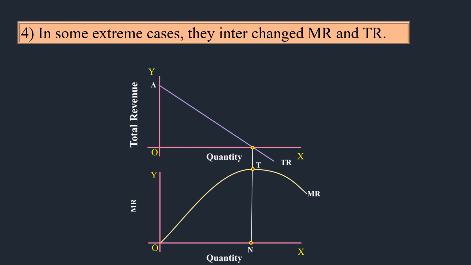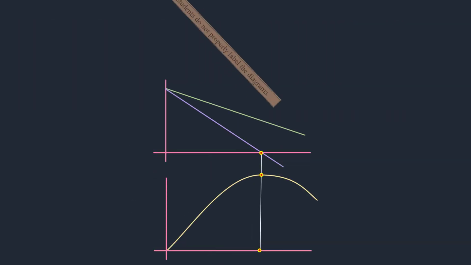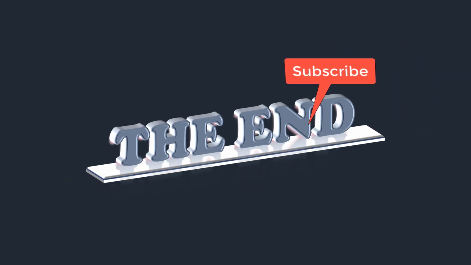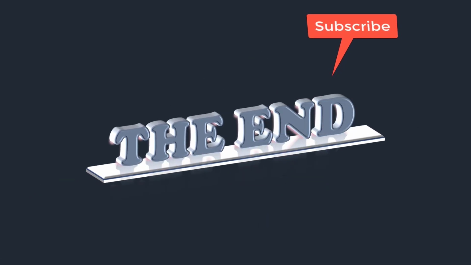4. In some extreme cases, they interchanged marginal revenue and total revenue. 5. In general, students do not properly label the diagrams. Well, these are the common mistakes committed by the students according to the board. Avoid committing such mistakes and score full marks. We shall meet in the next video.